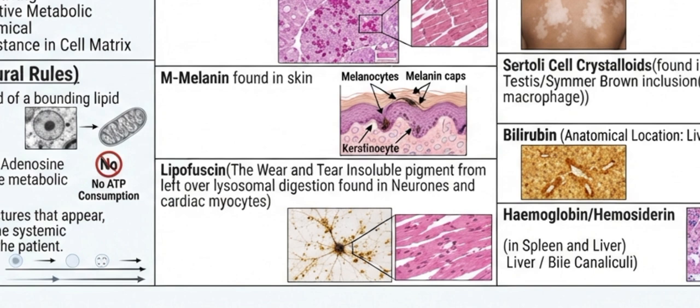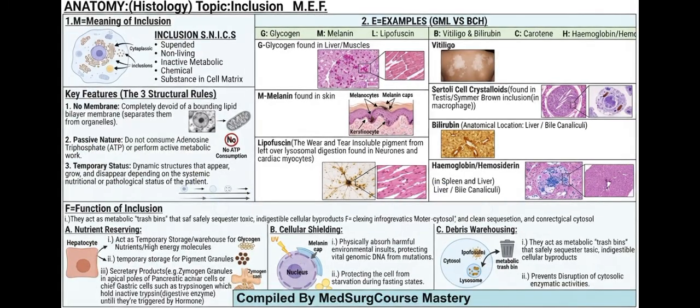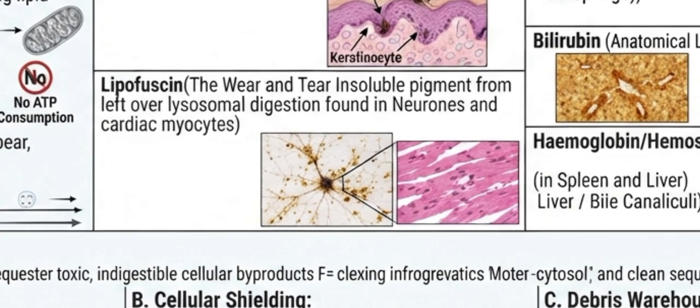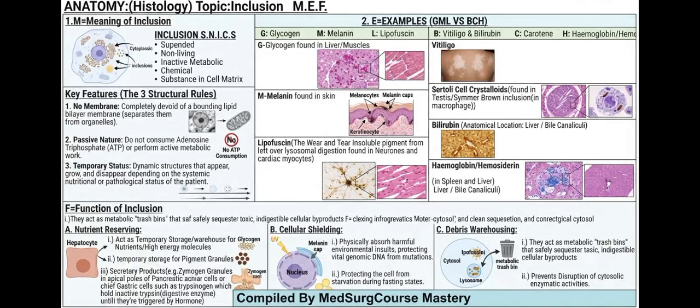We move on. Next one, we talk about lipofuscin. This one is in neurons and heart cells, or cardiac myocytes. You can see it there. It's in neurons, and the cells of the heart. Now we move on. GML versus BCH, that's the example. Inclusion SNCC, that's the meaning. And then NDC, that's the function.